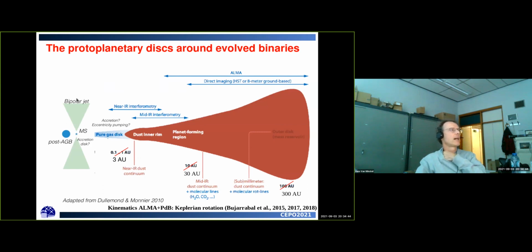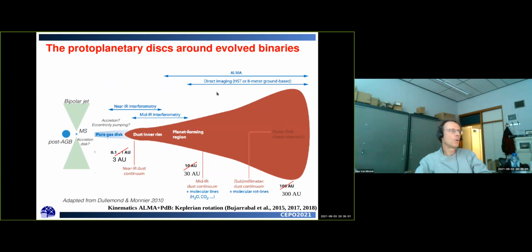What we see then, the systems that we see, is the central binary. I'll come back to the bipolar jet here, and we see a quite extensive, thick circumbinary disk, which is in Keplerian rotation. That disk determines the infrared excess. It captures about 30% of the total light.